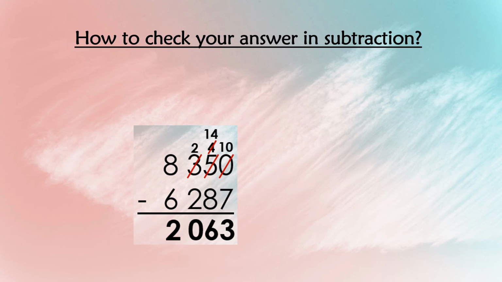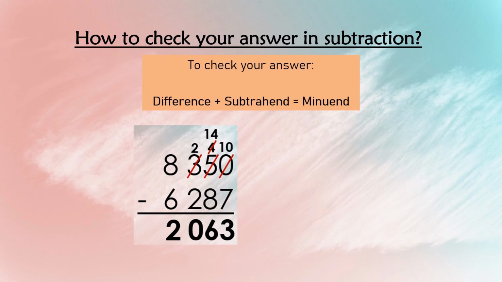So now, let us learn how we can check our answer in subtraction. Let us use our solution in problem number 1. For you to check your answer in subtraction, simply add the difference to the subtrahend, and the sum should be equal to the minuend.